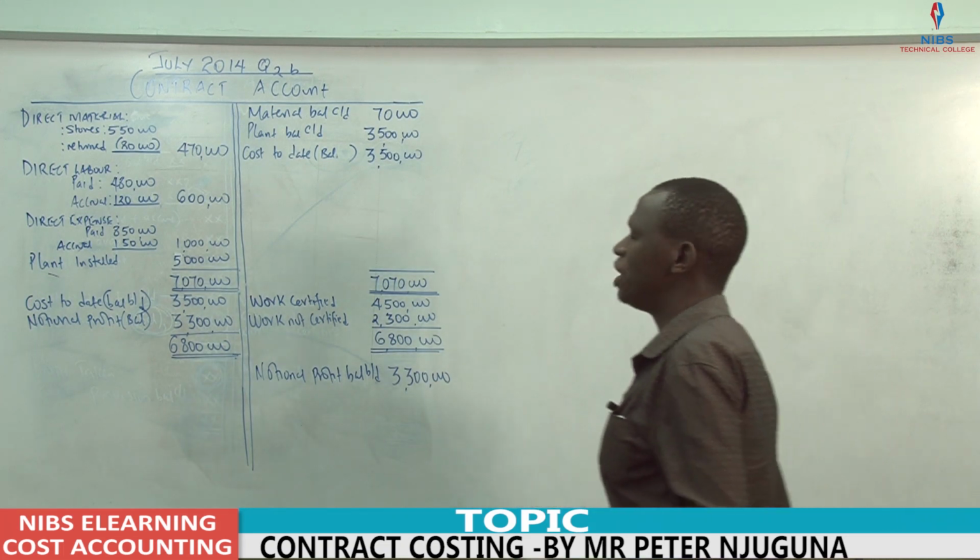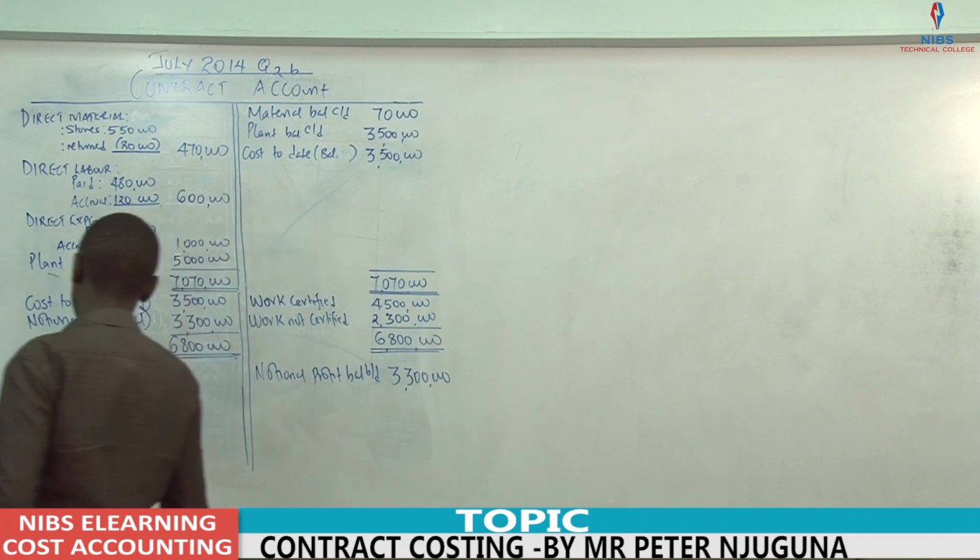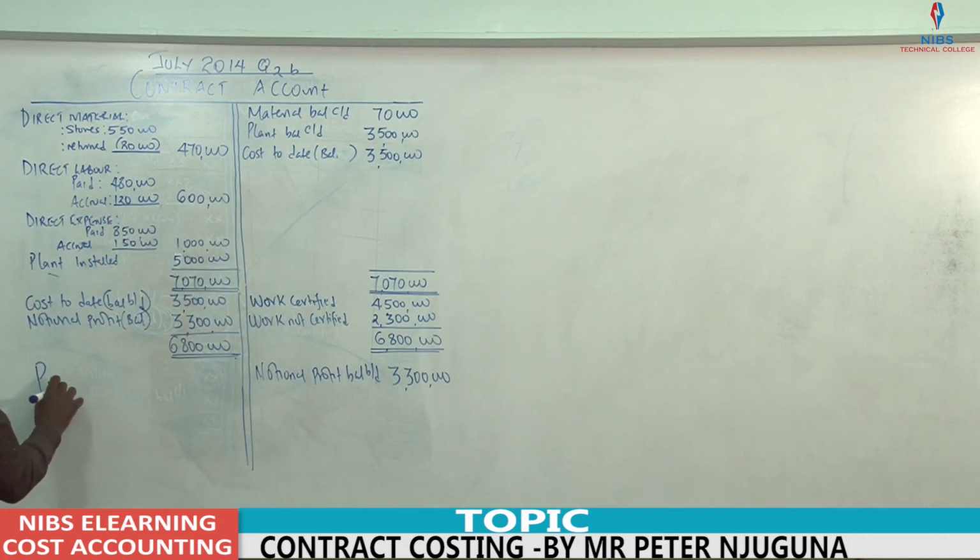After that, we now have two things on the opposite side, and this is where I want you to be a bit keen. We have profit taken, and then we have profit provision.